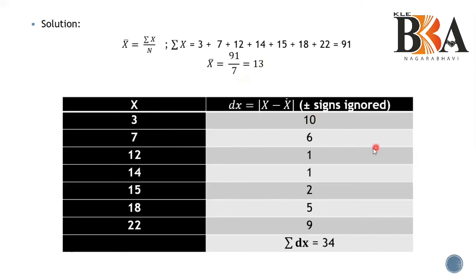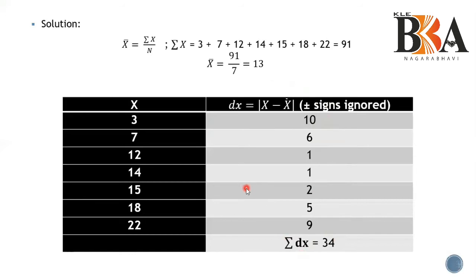7 minus 13 is 6. 12 minus 13 is 1. 14 minus 13 is 1. 15 minus 13 is 2. 18 minus 13 is 5. 22 minus 13 is 9. Now when you have subtracted the arithmetic mean from every value, you have to take the total of it. The total is the summation of dx, that is sigma dx equals 34.